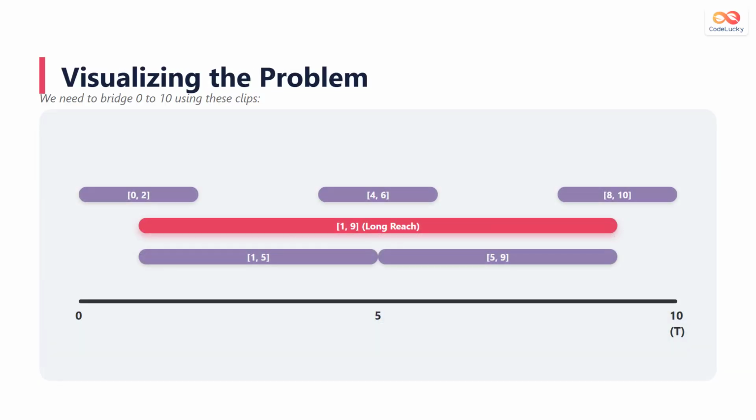Imagine a timeline. We start at 0 and need to reach, say, 10. We have various clips available, some short, some long, some overlap, and some might be completely useless for our specific range. We need to find the most efficient chain of clips to bridge the gap from 0 to 10.